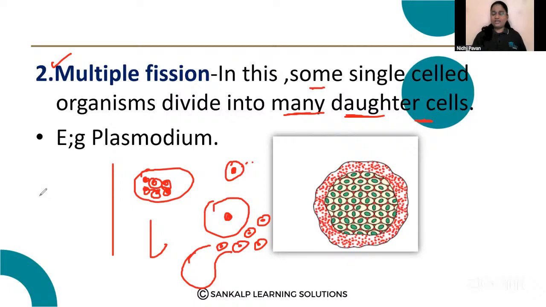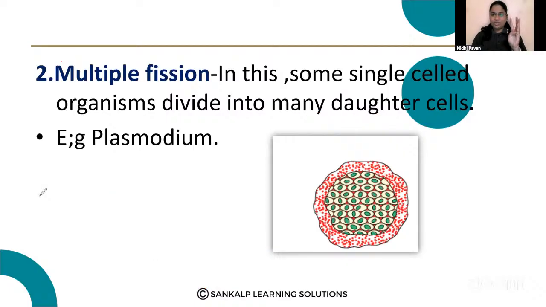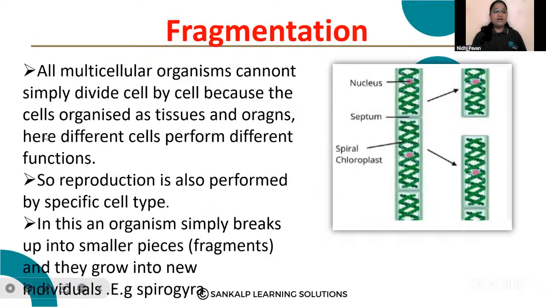So in asexual reproduction, fission, fragmentation and regeneration come. In fission there are two types, binary fission and multiple fission. Next we have fragmentation. The next sub concept is fragmentation.